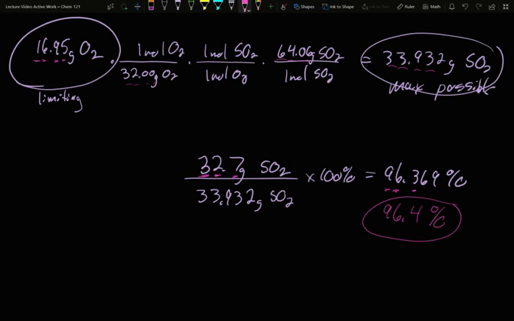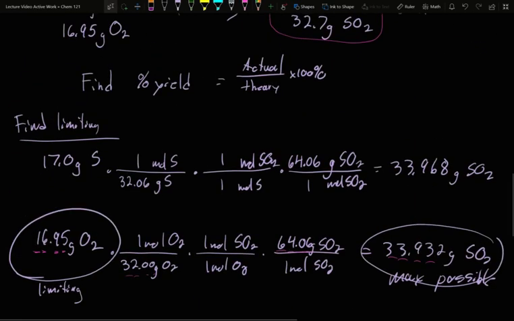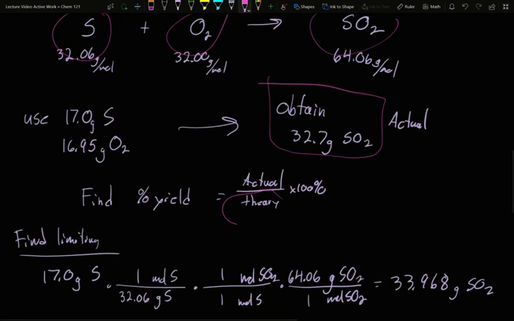It required us to find two things. It required us to find the max possible, the theoretical max. But to do that, we had to find the limiting reagent, because the theoretical max we have to use is the one the limiting reagent gave us, because you can only actually make as much product as your limiting reagent allows.